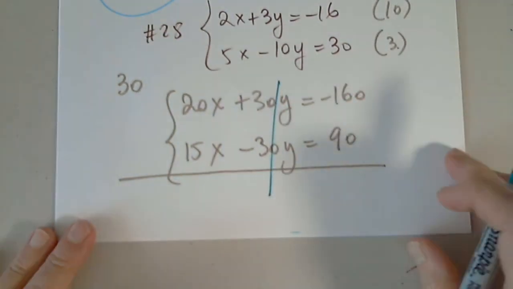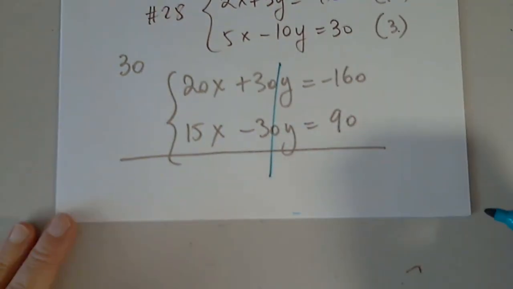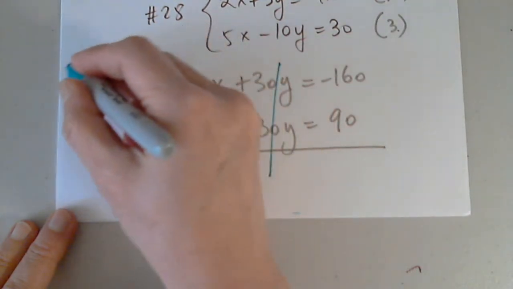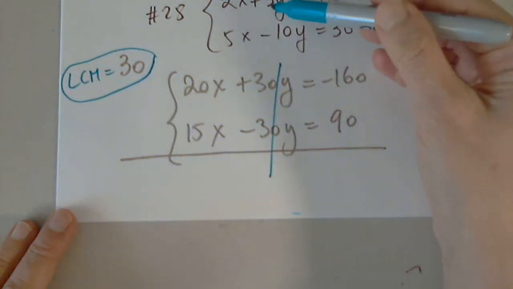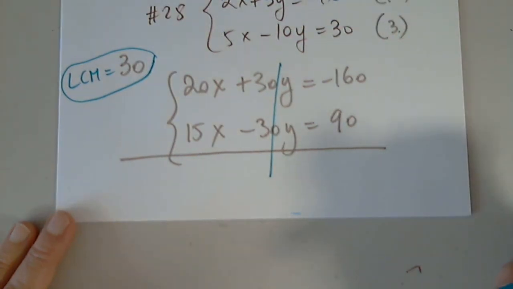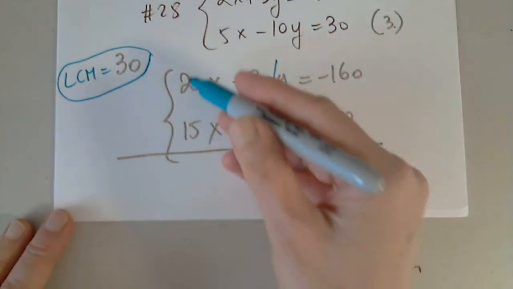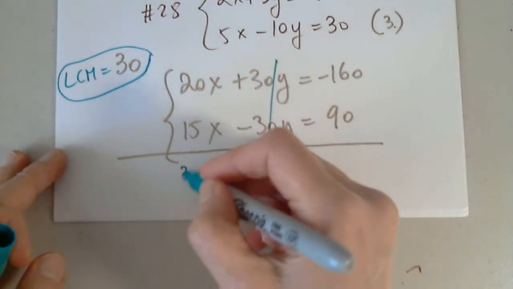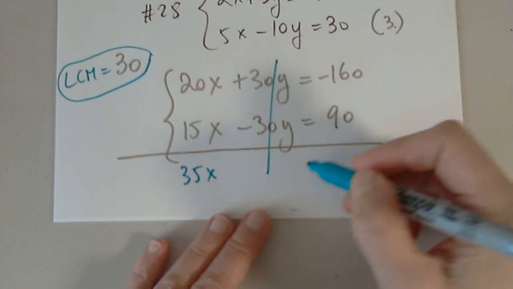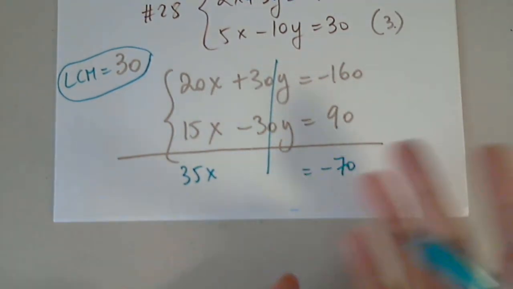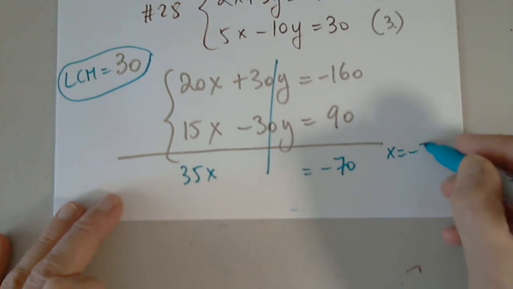Only now I'm ready, after the prep, to eliminate one variable. And yes, according to plan, this goes away. But remember, I had to find the least common multiple of the two coefficients of the variable that I'm trying to eliminate. Now I add exactly what I see. I perform the operations I see. So this is 35x, and this is negative 70. Luckily, I divide, I get x equals negative 2.